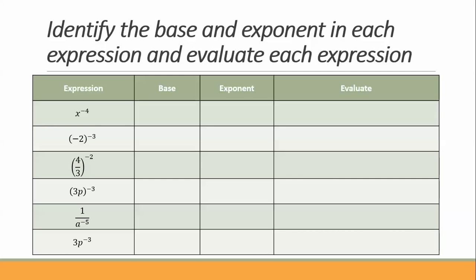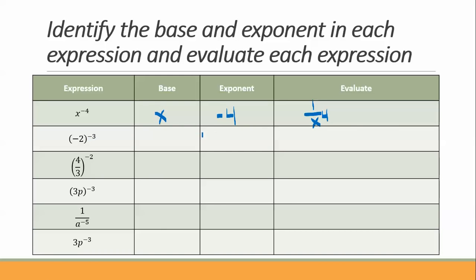So let's try identifying the base and exponent and then evaluate or simplify. So here our exponent is negative 4, and our base is x. If we want to simplify this without a negative exponent, we just want to say 1 over x to the 4th. We move it over the fraction bar and make our exponent positive.